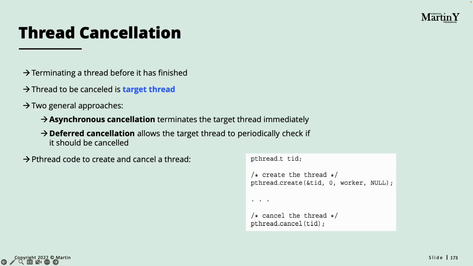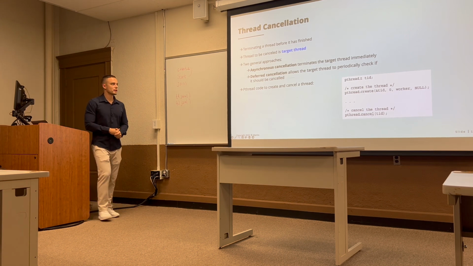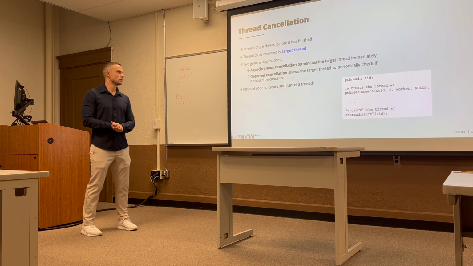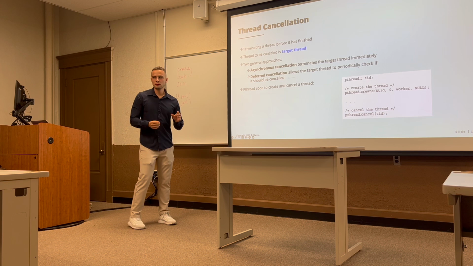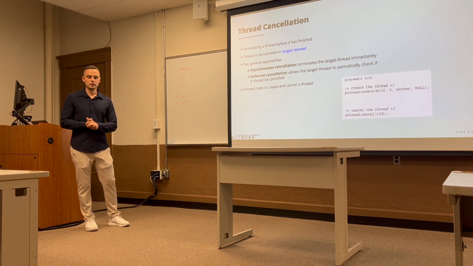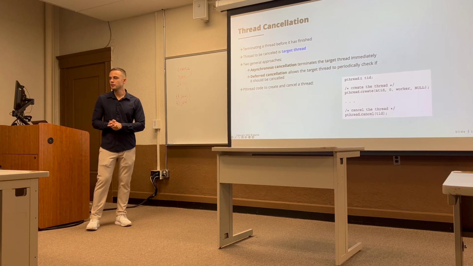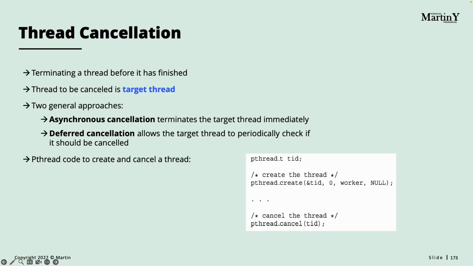Okay, and this is the same when we're canceling threads, right? So we can have asynchronous cancellation, which means that we're terminating a specific thread immediately. For example, let's say you have a process and you want to kill it. In Linux, you can use the kill keyword. So you can do kill -9 and the PID of the process. This will cancel all the threads and it will kill the process. Okay, so this is asynchronous cancellation. It kills all the threads immediately.